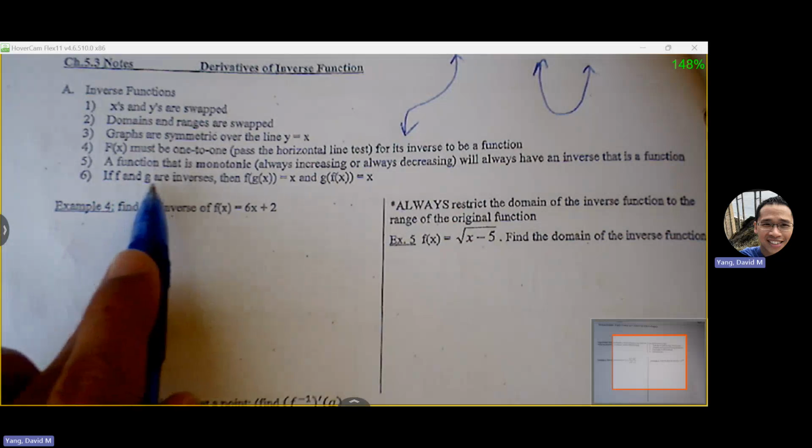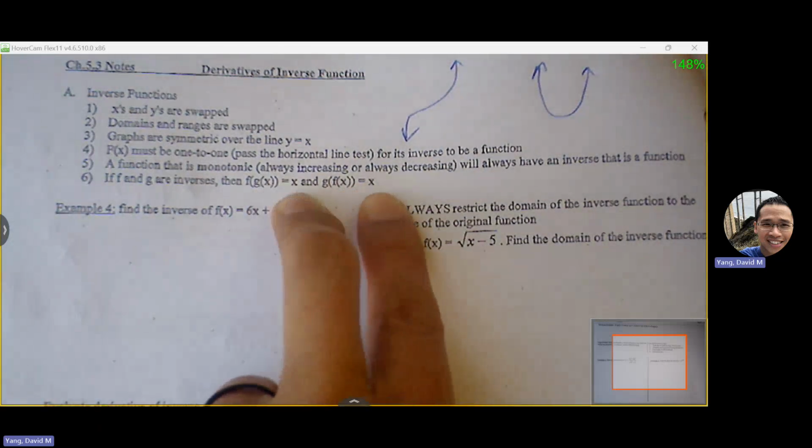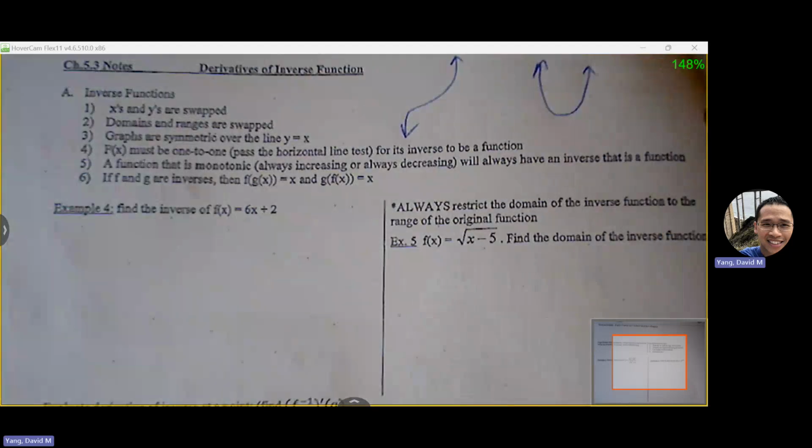And if two functions are inverses of each other, then I can insert one into the other, and the only thing I get back is x. So that indicates that there's an inverse relationship between the two.